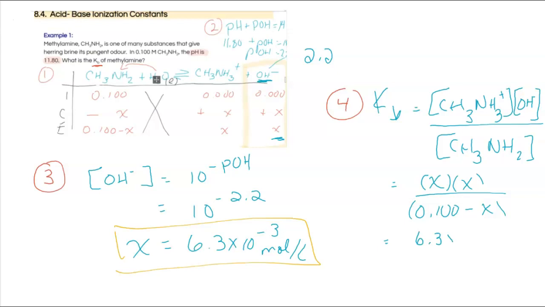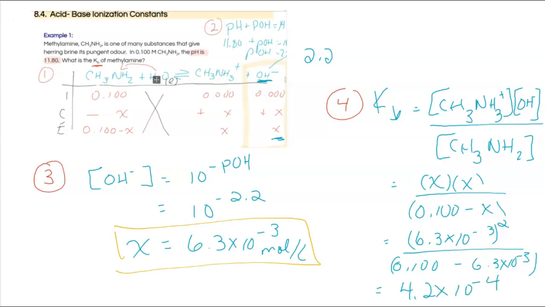And I'm just going to substitute in the values that I have here for X. So 6.3 times 10 to the negative 3, squared, over 0.100 minus 6.3 times 10 to the negative 3. And that's going to give me a value for Kb. And I'm hoping that we all arrived at the same number. I got 4.2 times 10 to the negative 4, and that is my value. I want you to take a look at the next question and give it a try on your own, pausing the video and then resuming when you're ready.